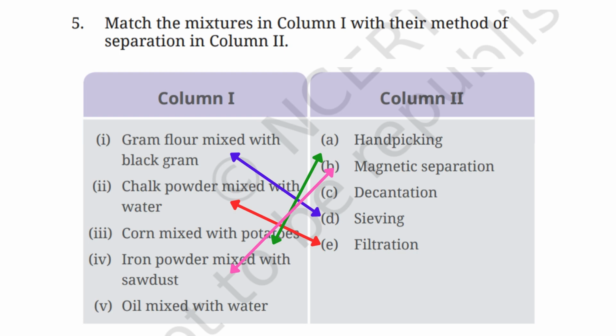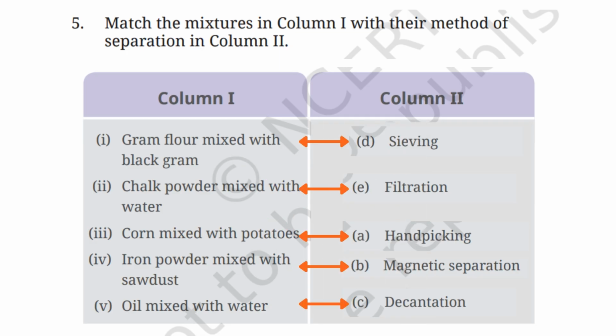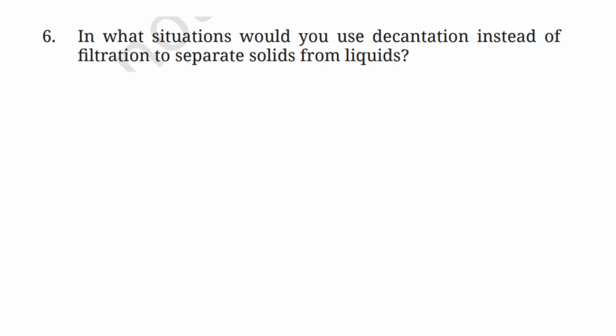Fifth is oil mixed with water. So oil floats on water because it is lighter. So it can be separated by carefully pouring out the upper oil layer, right? So the correct method of separation would be decantation. So I hope it is clear now.